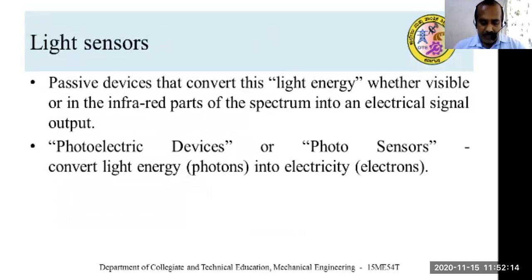A light sensor is also a temperature sensing device. It is called a passive device which converts incident light energy on the sensor into an electrical signal. Both the visible and infrared parts of the spectrum are converted into electrical energy in these types of sensors. Light sensors are also called photoelectric devices or photosensors. They convert photons into electricity.